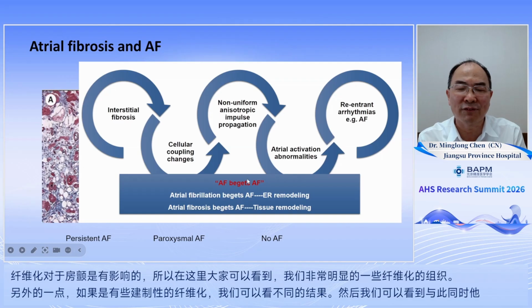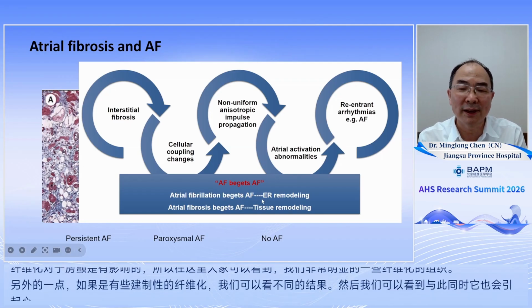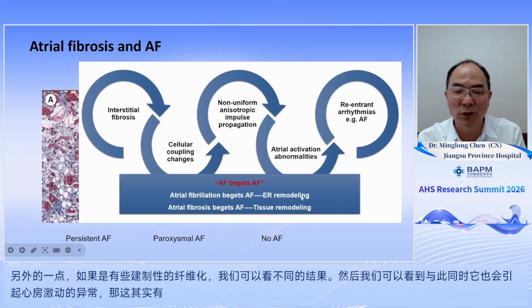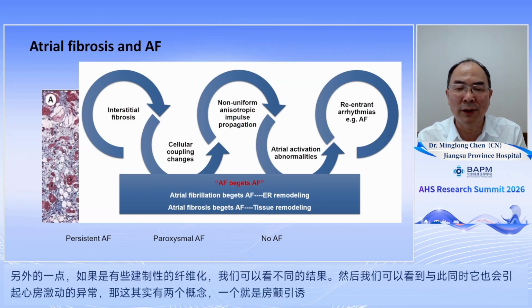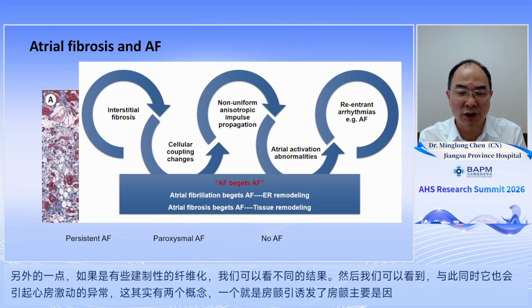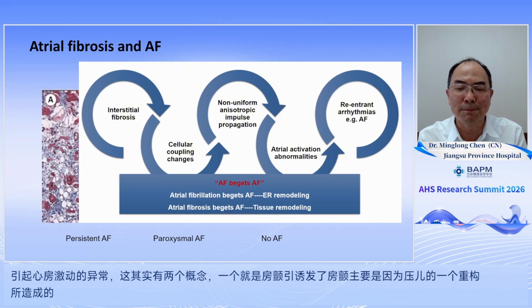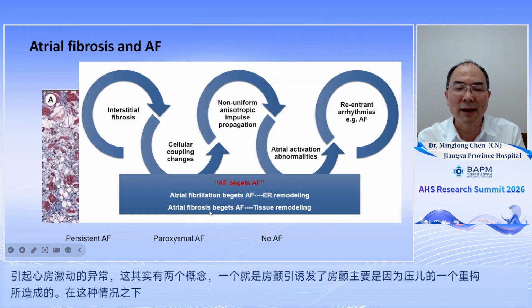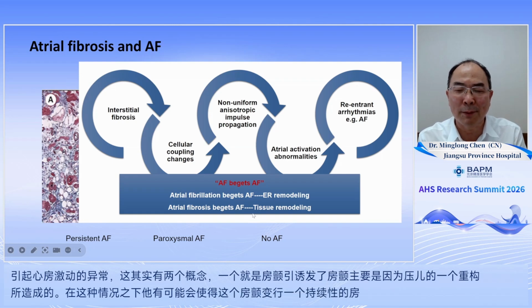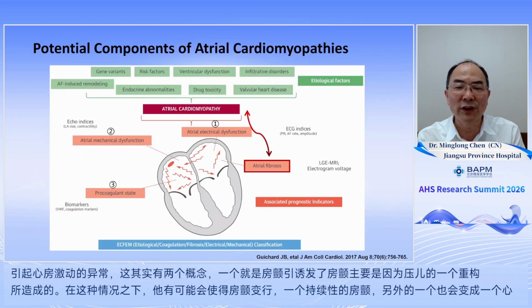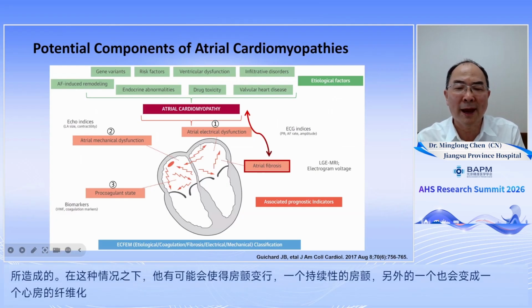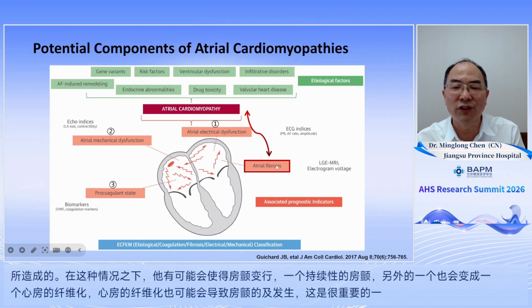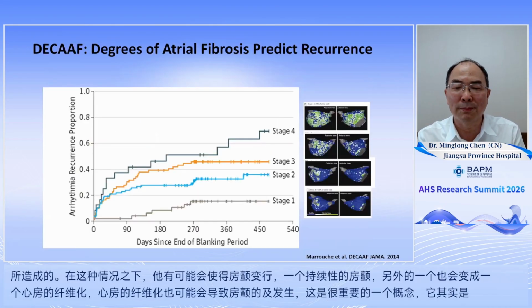So AF begets AF, and this has two concepts. One is that AF begets AF because of electrophysiological remodeling, meaning that the refractory period of the atrial myocardial tissue is shortened. This can help the atrial fibrillation persist. And the other is that atrial fibrillation can cause atrial fibrosis, and atrial fibrosis can help to maintain atrial fibrillation. So this is the concept of atrial cardiomyopathy. Actually, atrial fibrillation represents the electrical disturbances of the atrial fibrosis or atrial cardiomyopathy.